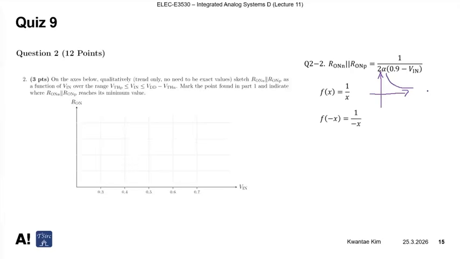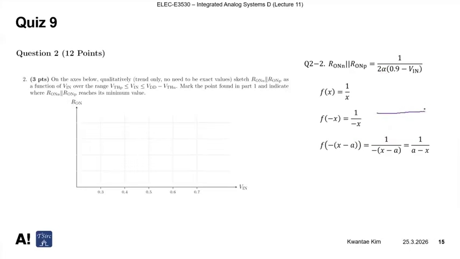And for f(x) equal to f(minus x), it goes to 1 over minus x. That is the situation where we flip against the y-axis for the minus x case. Of course, there can be another part, the negative part, but we are not considering it because the resistance cannot be negative in real life.